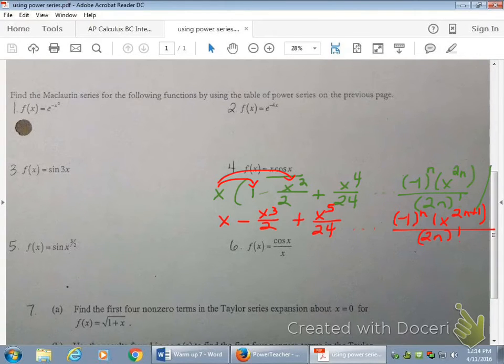So 1, 2, 3, and 5 are all just plugging something in for x and seeing what you get. Number 6 is like number 4, except on number 6, you're going to divide by x on every one of them. Kind of like multiplying by 1 over x. So 1, 2, 3, and 5 are going to be your try problems. I'm going to go ahead and do number 7 with you.